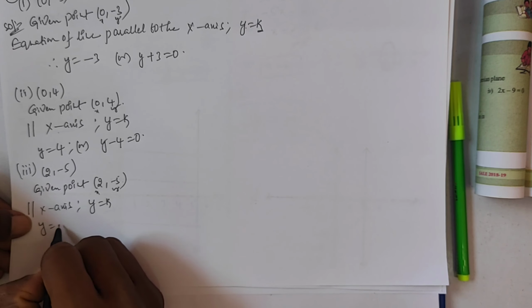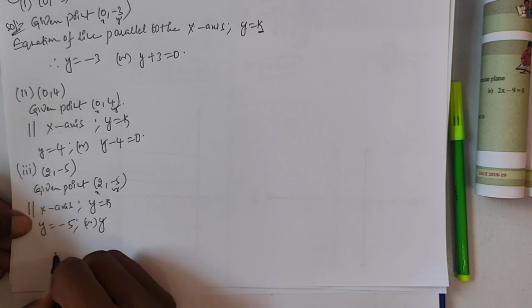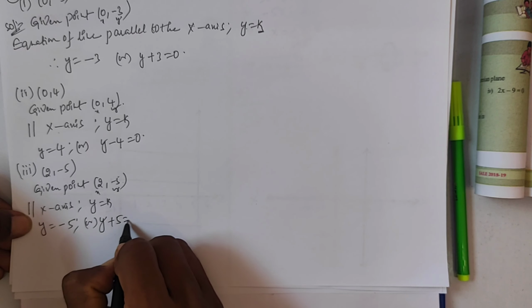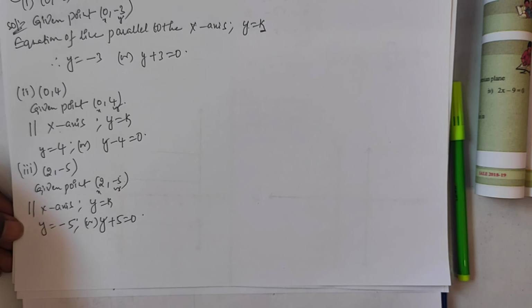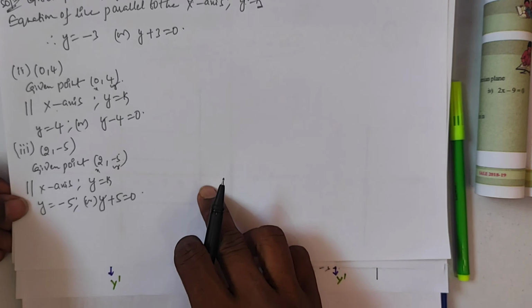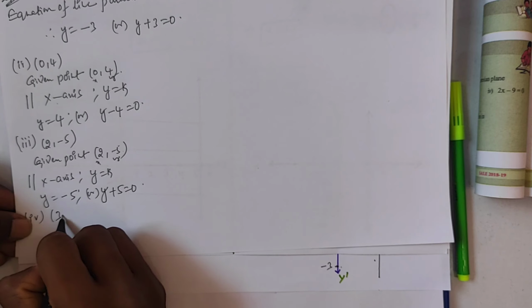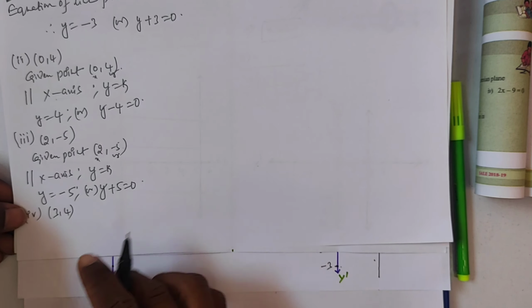Then y is equal to minus 5, or you can write this as y, transposing minus 5 becomes plus 5, is equal to 0. Yes, sir. So same method, right? So directly doing very fast here. Last one, fourth one. Given point, 3, 4. Directly I am writing here.